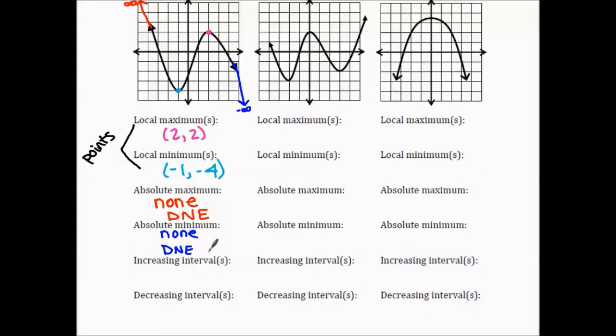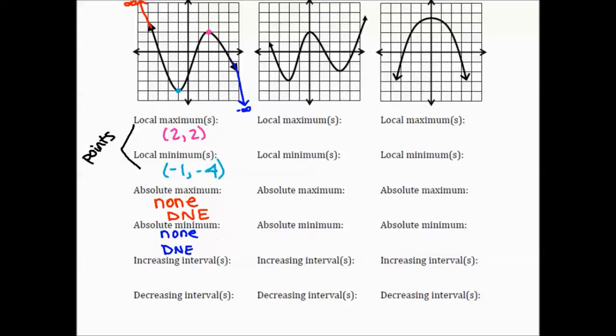One thing that you can use to check yourself is if you write out the range. The range for this function would be negative infinity to positive infinity. And those two numbers that you use in your range would be the numbers that you use for your absolute maximum and minimum. Okay, since both of those are infinity, then we have no absolute maximum or minimum.